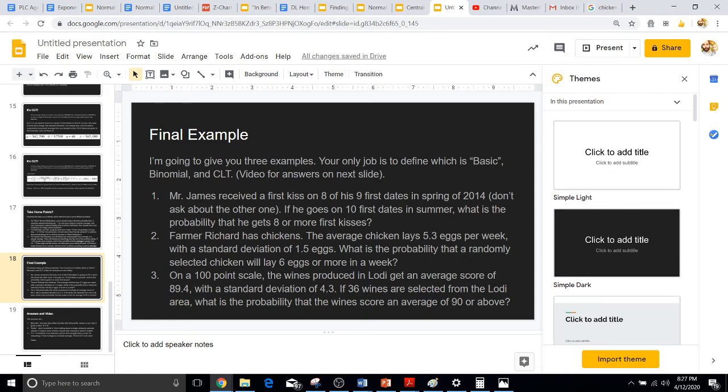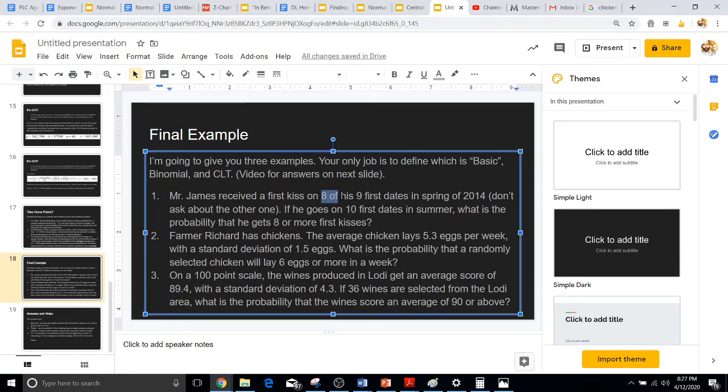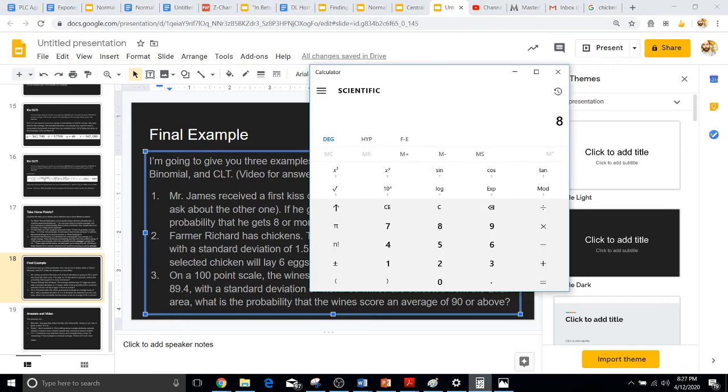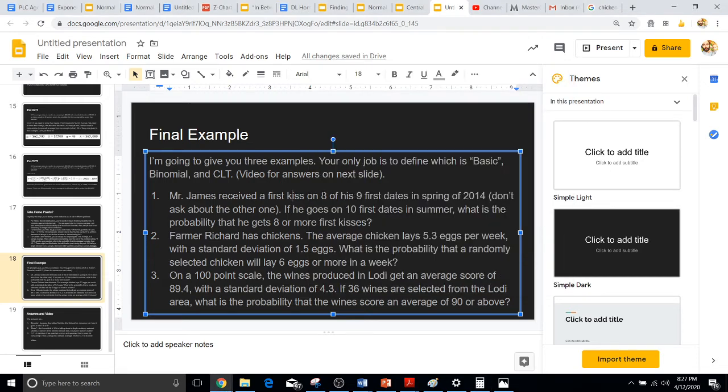The big clues here are that we have a ratio. In the very beginning, it says 8 of his 9 first dates. That means that he was successful, this Mr. James, that isn't me, on 8 of his 9 first dates. Well, if we wanted to solve this, we'd probably start by taking this 8 and dividing it by 9, which of course gives us a bunch of 8s. So essentially 89%. So there's a ratio here, and that should tell you immediately we're talking about a binomial.